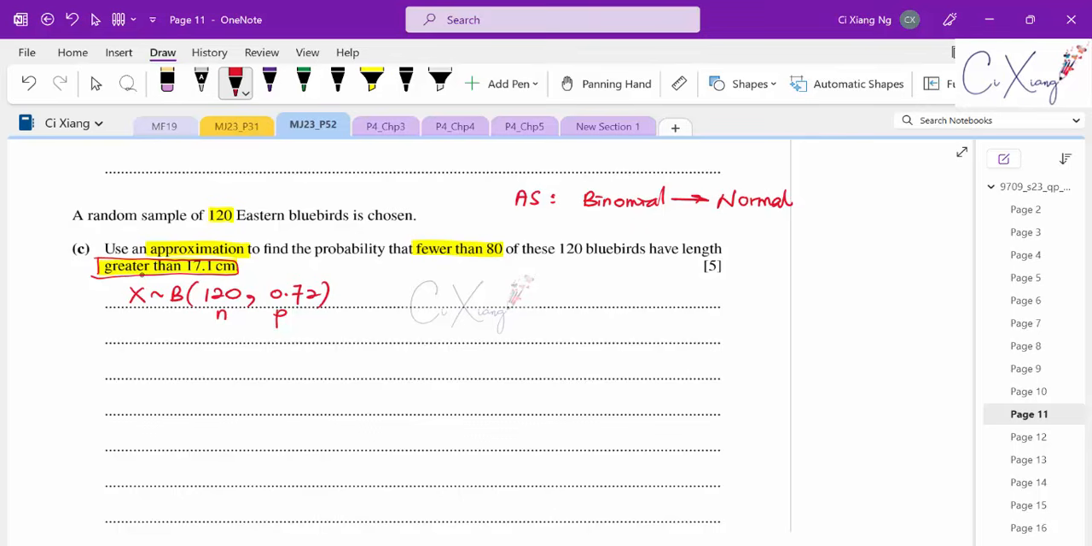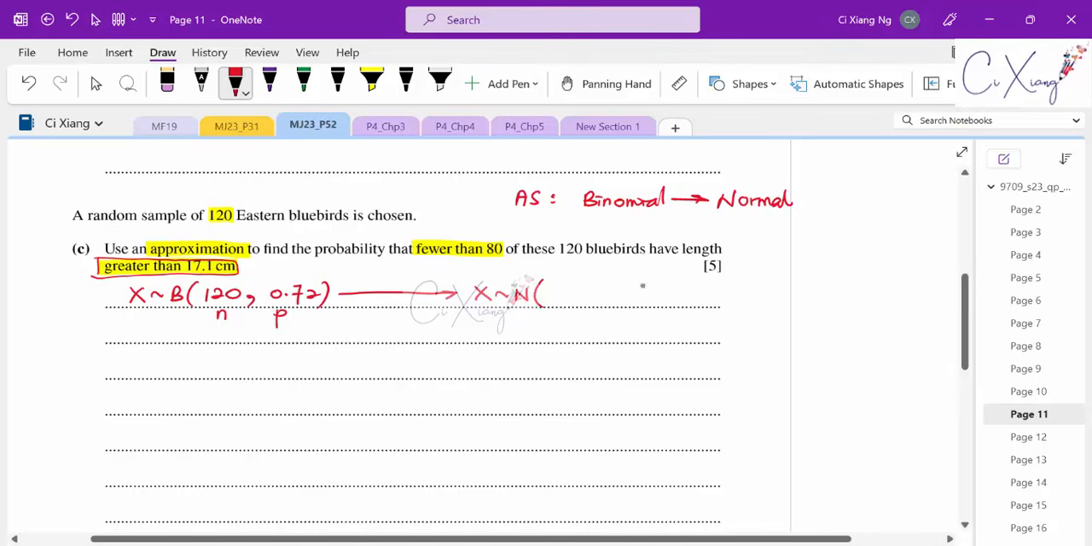And this is binomial distribution with the parameters n and p. Because of the word approximation, you need to change it to normal distribution. For normal distribution, the first parameter is the mean. How do we calculate the mean from binomial? You take n multiplied with p, and we will get 86.4.